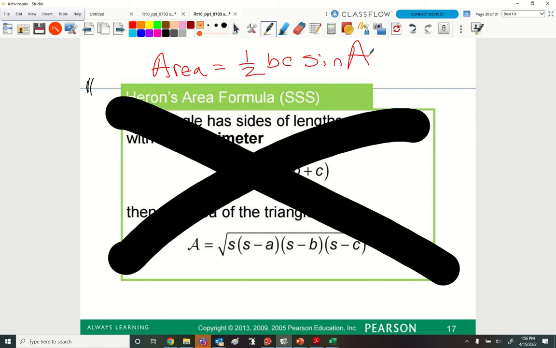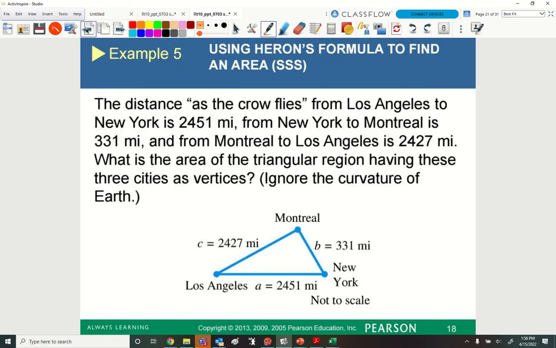Now, if we have a triangle, we could use this formula instead. So I'm going to use this right here. It says Los Angeles, Montreal, and New York. Since my triangles always use A, B, and C, make sure we put A, B, and C where they should go. So Los Angeles is going to be B. Montreal is my A, and New York is the C.